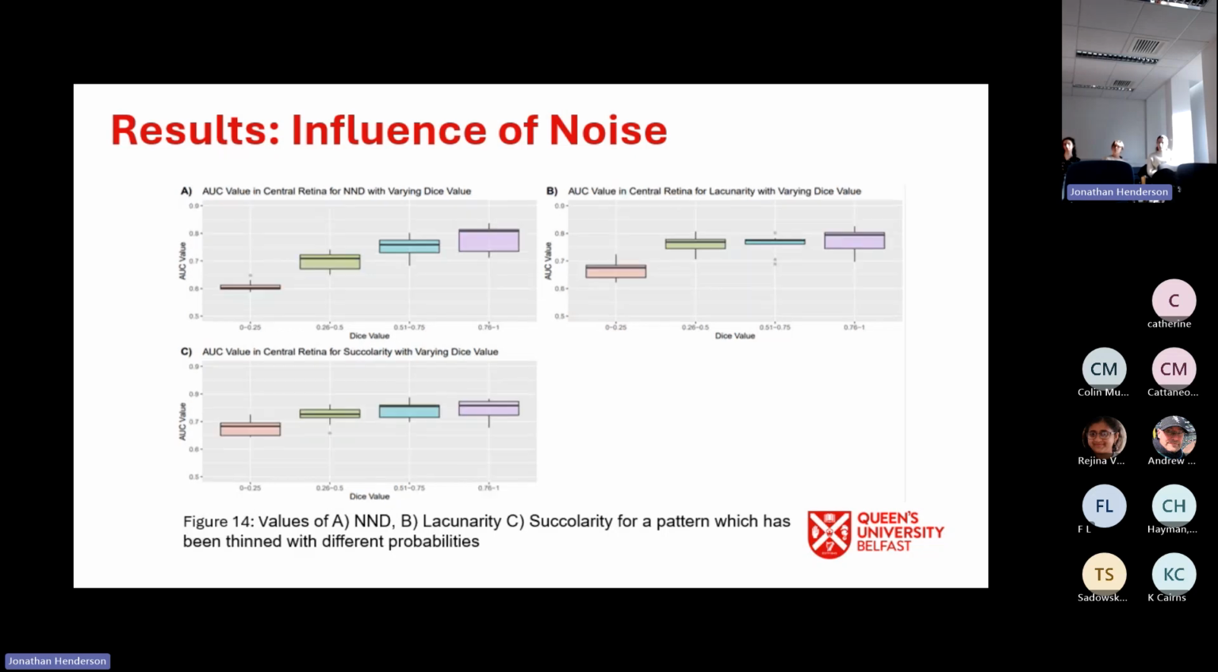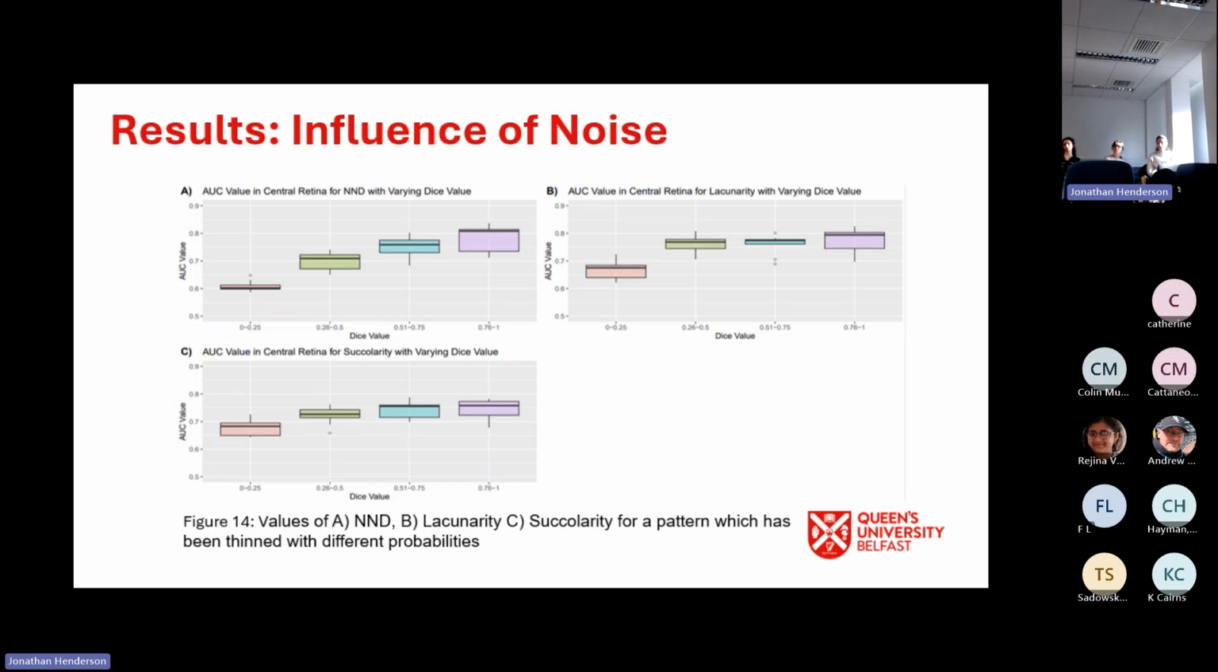Then we also wanted to see the impact of noise when we randomly thinned the process. So this time, we took our pattern and randomly took out points, and then we again calculated the dice coefficient, so that the probability that a point was selected was higher for those dice coefficients that are much higher.